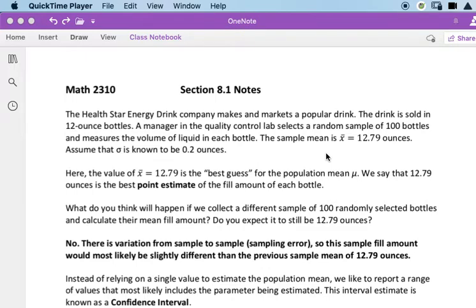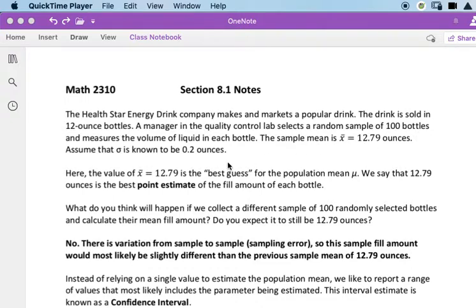In this video for section 8.1, we're going to introduce the idea of a confidence interval. We're going to look at this example with the HealthStar energy drink. They make a drink that's sold in 12-ounce bottles, and the manager in the quality control lab selects a random sample of 100 bottles, measures the volume of liquid in each. They find a sample mean of 12.79 ounces.